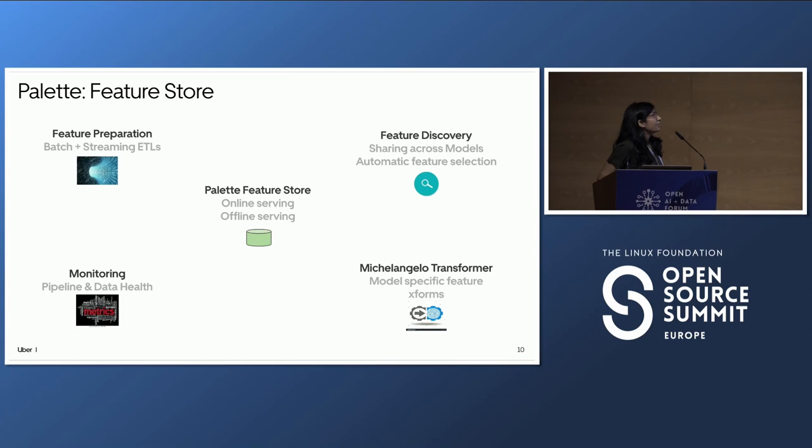So the feature store is not just limited to serving and collecting the data. There are a lot of other things we do as part of the feature store, like making sure features are shared across different models, automatic feature selection, managing the streaming ETL pipelines, data monitoring, data quality, and feature transformations. All these are also part of this huge Palette or feature store infrastructure.